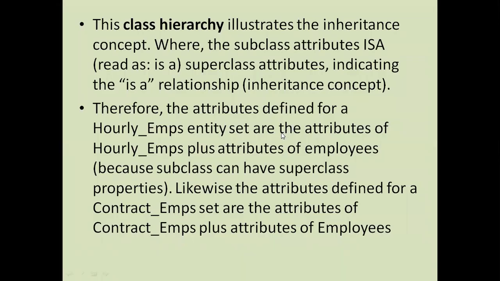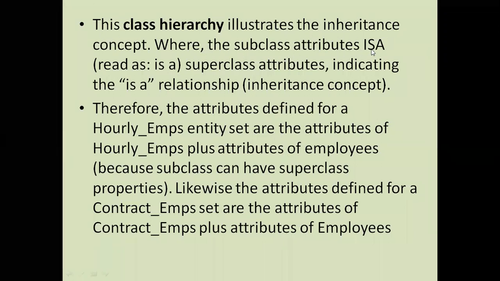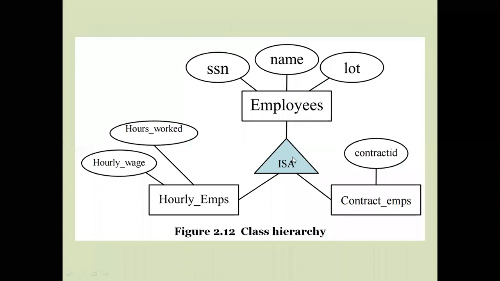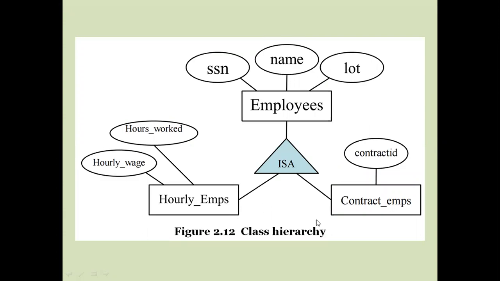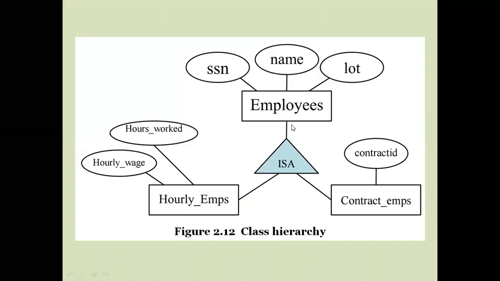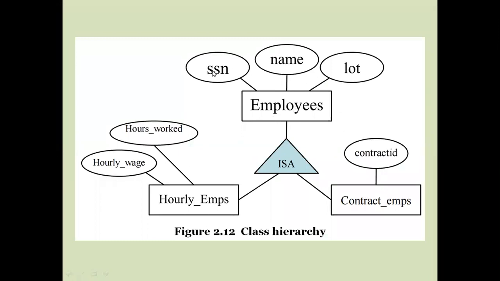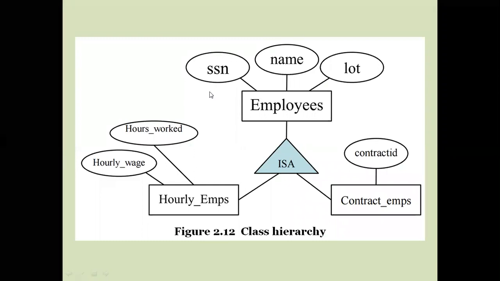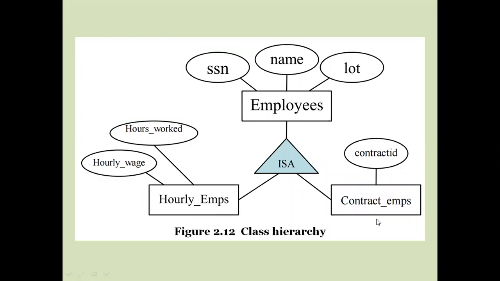So if you observe here, this is the class hierarchy, where subclass attributes is A, read as "is A" the superclass attributes. The above one is the superclass, and these are the subclasses. The superclass attributes indicate an "is A" relationship, the inheritance concept. What is the meaning of inheritance? We can inherit the properties from the base class to the subclasses. Whatever attributes are assigned to the employees entity set are also belonging to the hourly employees, and at the same time contract employees also.